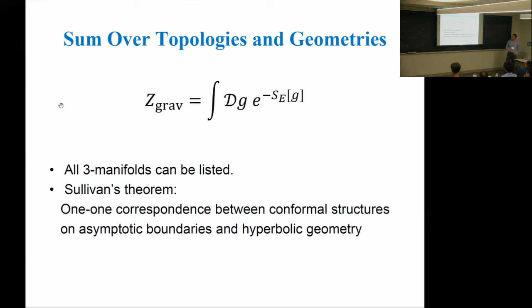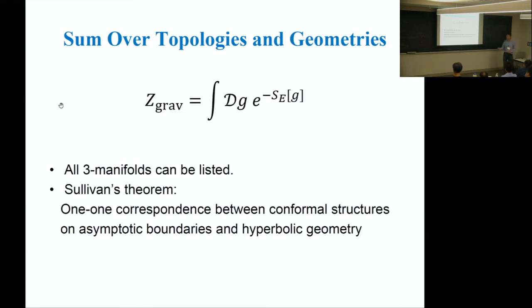And two plus one dimension is very special because we really know all the three-manifolds and all the geometry in a sense. We have the geometrization conjecture, and we pretty much can list them. Actually, even better, Freedman and other people even put an ordering on all three-manifolds. Literally, you can just order them all. So in that sense, we really know how to sum them all.